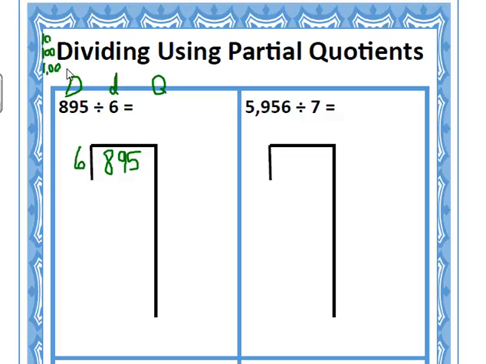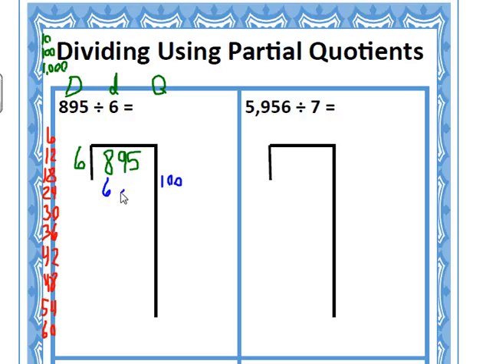So let's go ahead, and now it would be easier if I write my multiples to the side. So here are my multiples of 6 up to 10. Now I'm thinking of 10, 100, or 1,000. So 6 times 1,000 is 6,000. Is that too large? Way too large, so we can't use that. 6 times 100 is going to be 600. Is 600 less? Yes, so we can put 100 here. And we are going to multiply 6 times 100 is 600.